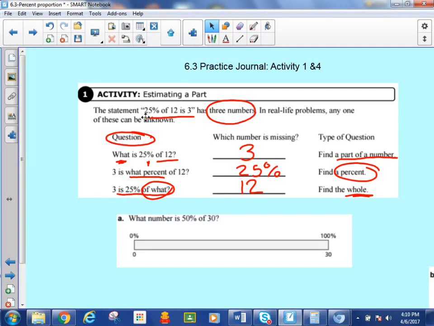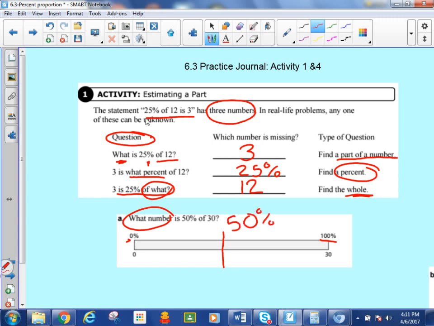The next part asks, what number is 50% of 30? And so we know we are looking for the part. So we can use this model. This is 0% and 100%, and exactly halfway, we'll pretend that's exact, is 50%. If I had 30 lines, for example, each one of those would be 1 all the way to 30. So if 30 is 100%, then if I cut 30 in half, that will give me 15. So 50% is 15.